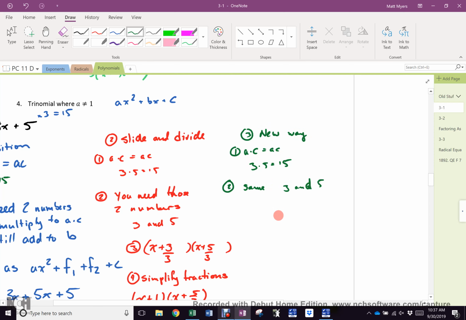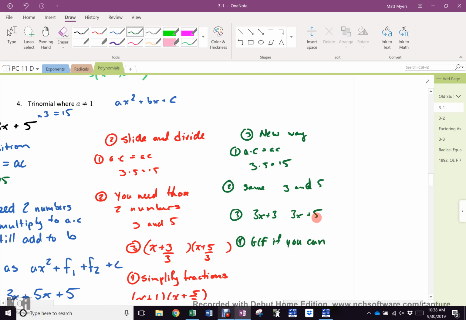Now here's where it gets weird. In this way, you don't make it x, you use 3x and 3x plus 3 plus 5. You keep the first coefficient, and step 4, you GCF if you can.